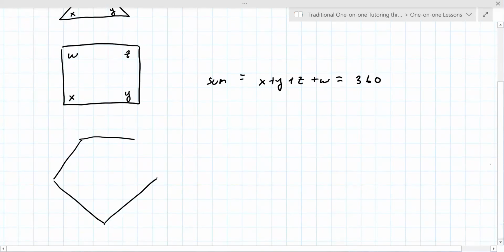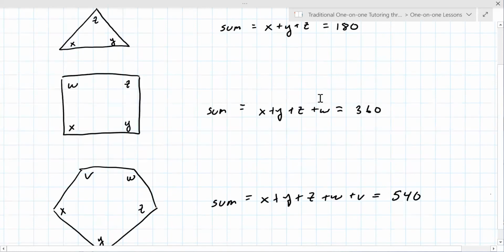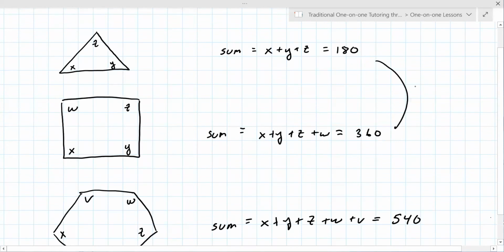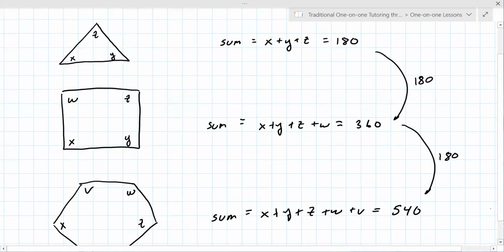Which has 5 sides and 5 angles, X, Y, Z, W, V, and the sum X plus Y plus Z plus W plus V is 540. And there's a pattern. Notice that it goes up by 180 each time. Do you remember us working through that last time? Excellent. So we then went to a formula.